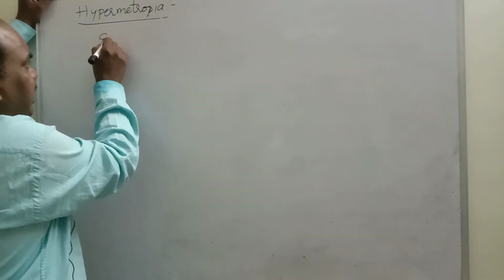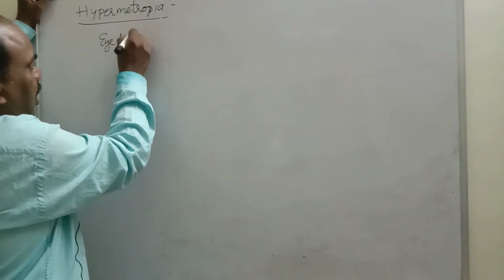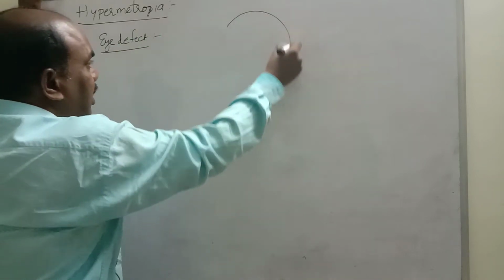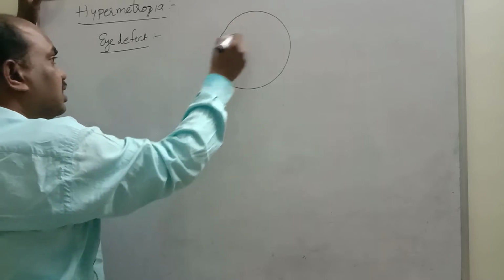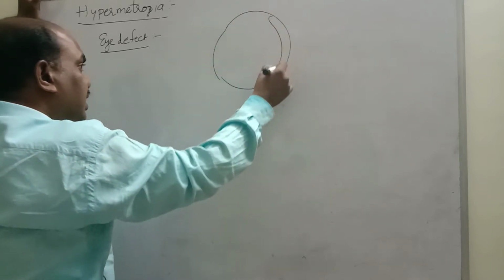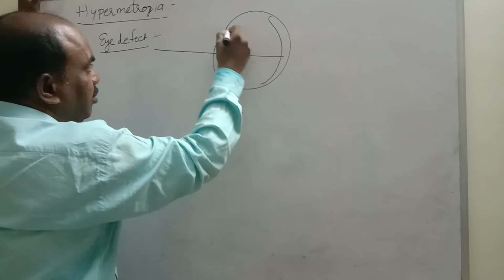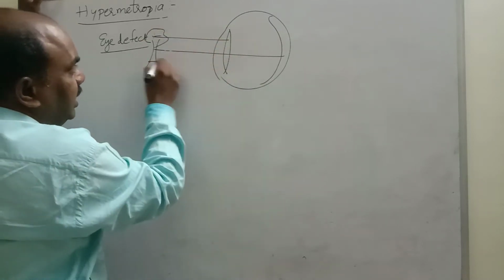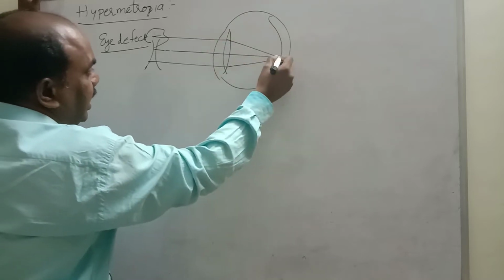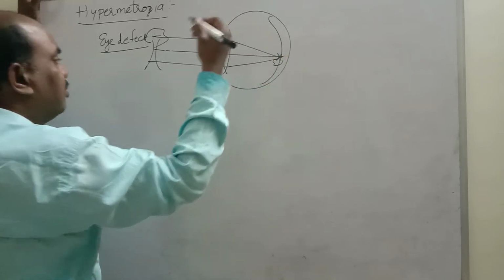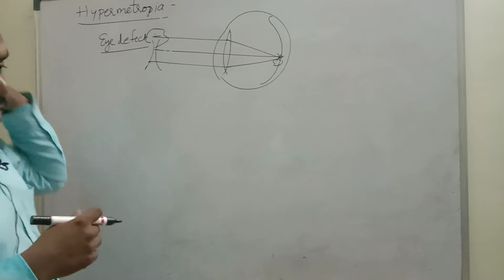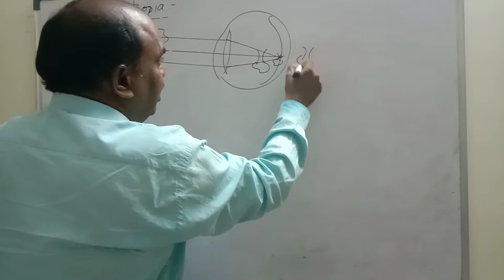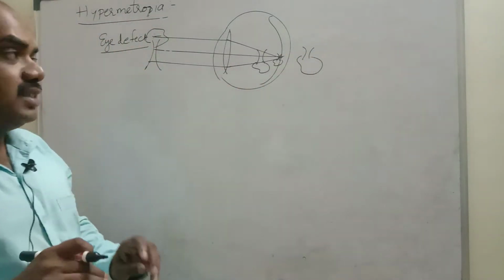Generally, eye defect means, as we saw in the last video, that the image of any object should fall on the retina of the eye. The image of each and every object, whether farther or nearer, falls on the retina after refraction. If the image forms before or behind the retina, then it is called an eye defect. Then the person cannot see.